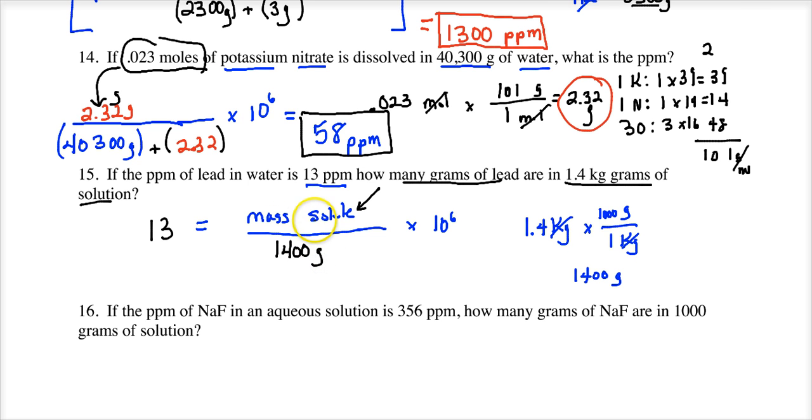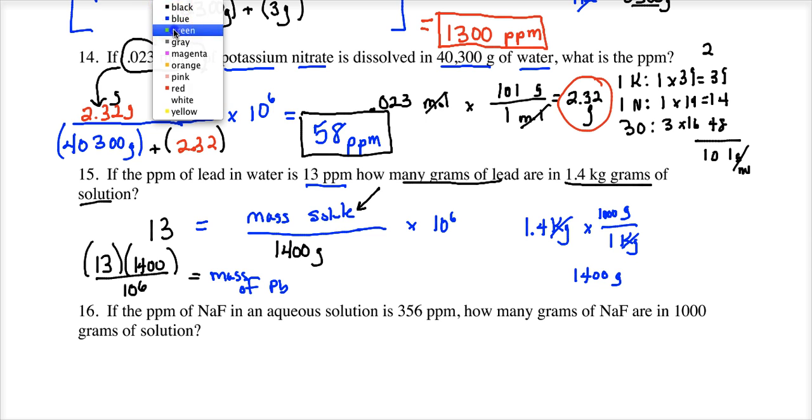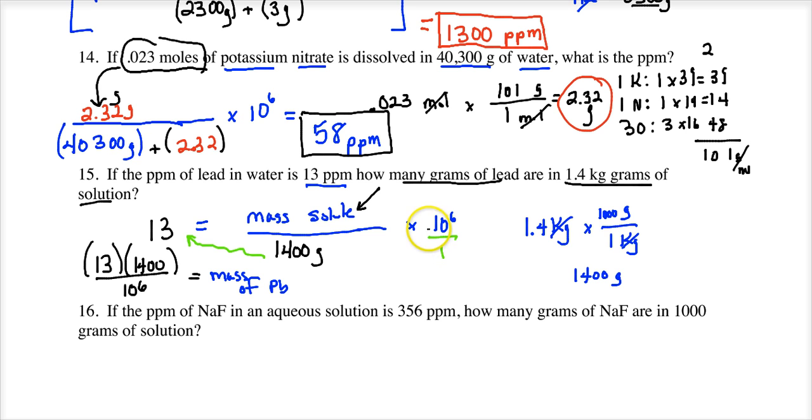Just making sure I'm in the same units. And we're going to solve for the mass of the solute. So algebraically, I'm going to bring the 1,400 up. This is just algebra. And I'll bring the 10 to the 6 down. And that has to equal the mass of my solute. Mass of lead, which will be this solute. So I brought this number up algebraically, and this was over 1, so this had to go on the other side. And that was my solution.